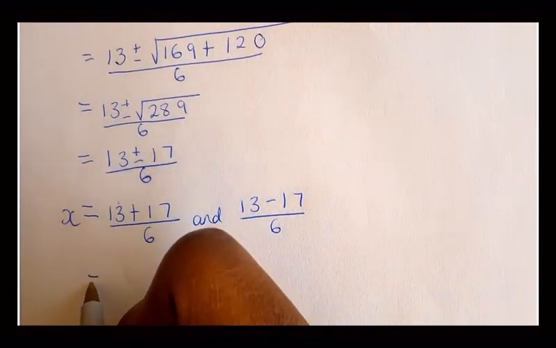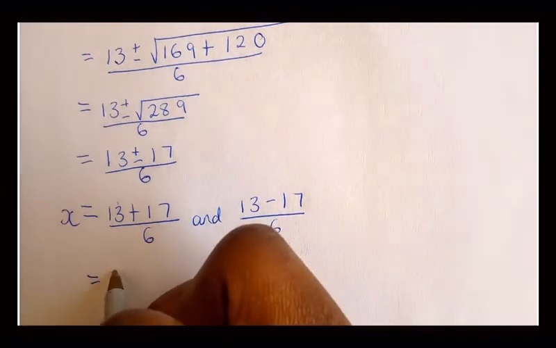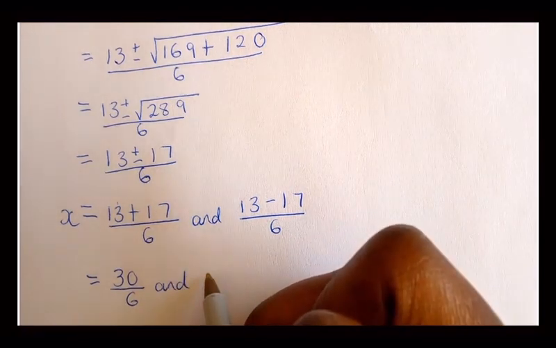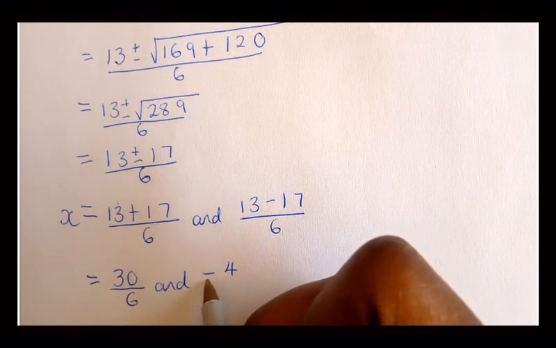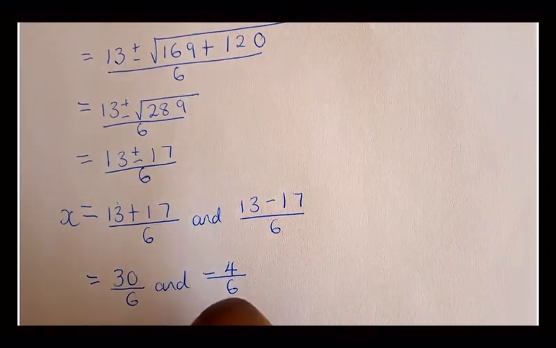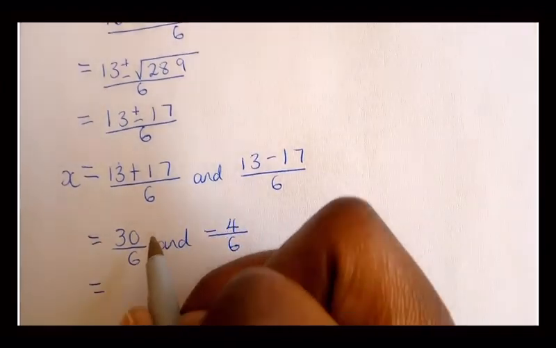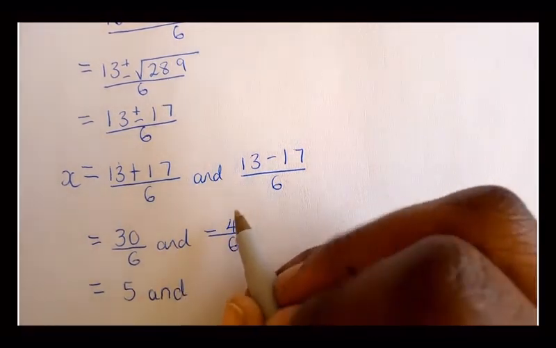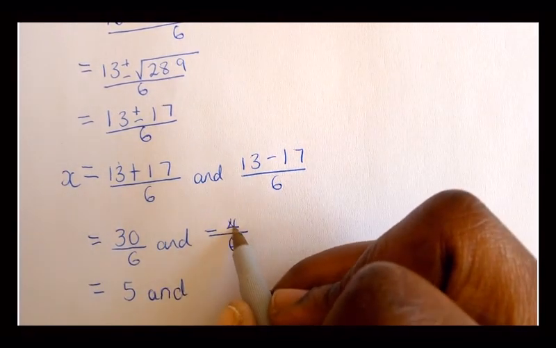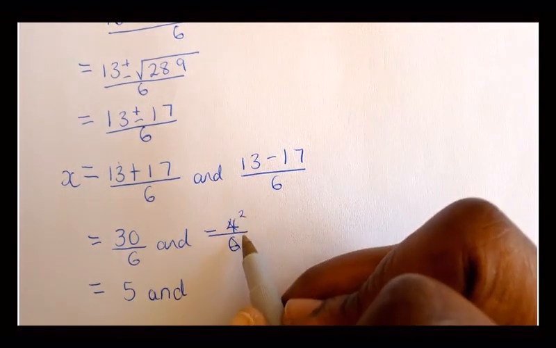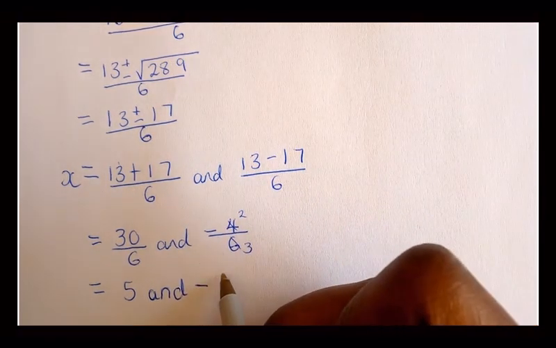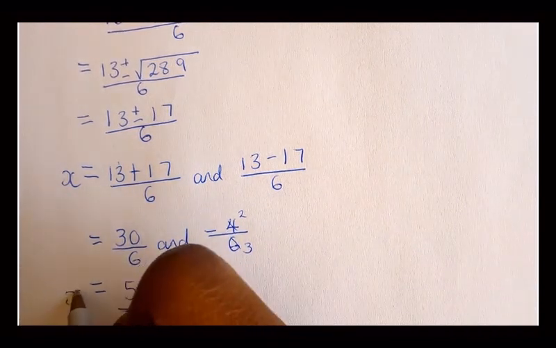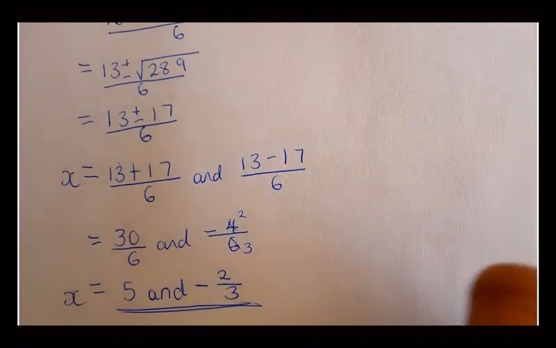So next, our solution: x is equal to 13 plus 17 over 6 and 13 minus 17 over 6. So this becomes 13 plus 17 is 30, right? 30 over 6, and 13 minus 17 is negative 4 over 6. If you simplify it, 6 into 30 is 5. And if you simplify this, the common factor is 2. 2 into 4 is 2, 2 into 6 is 3, and negative 2 over 3. So this is our solution: x is equal to 5 and negative 2 over 3.